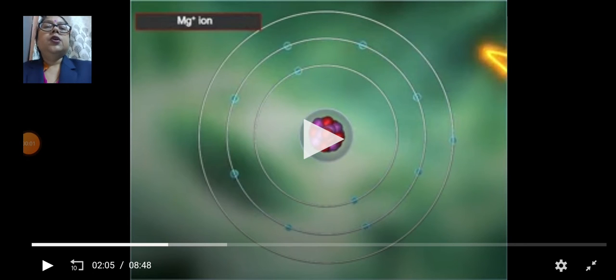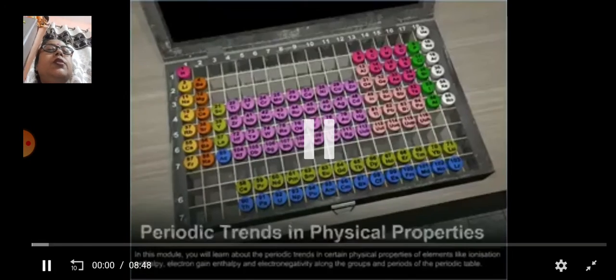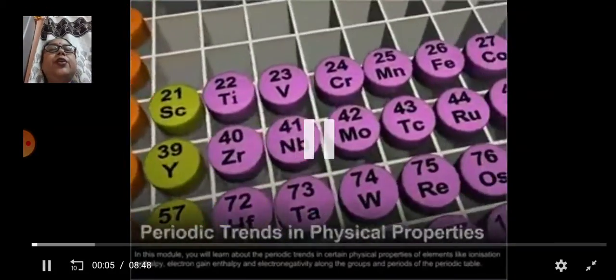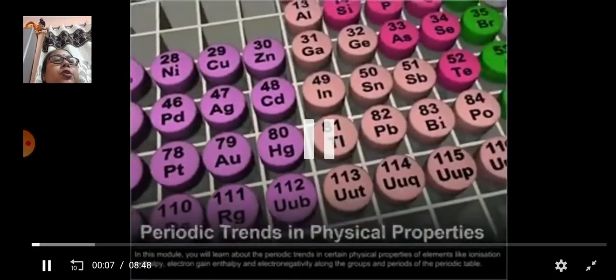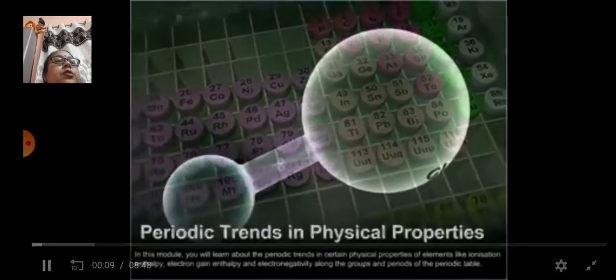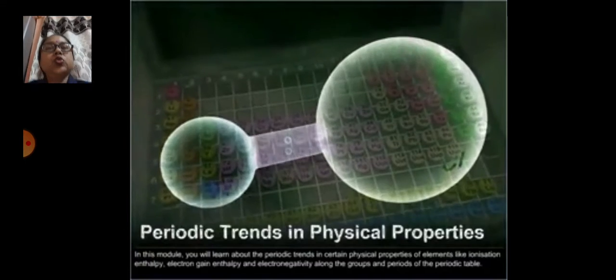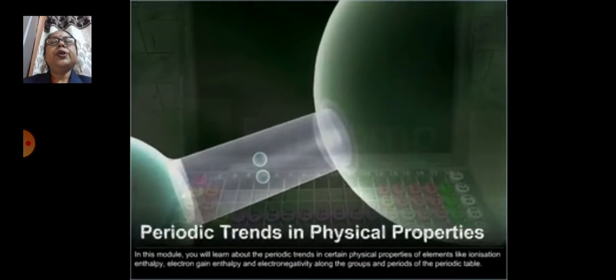So, good morning, everybody. In the last video, we learned about the periodic trends in the physical properties of atomic radius and ionic radius. In this module, you will learn about the physical properties of elements like ionization enthalpy, electron gain enthalpy, and electronegativity along the group and period in the periodic table.